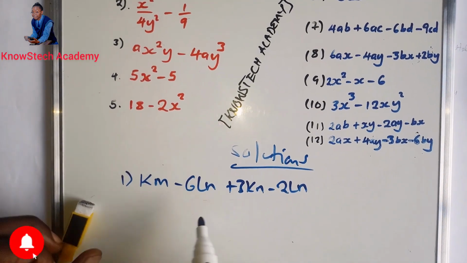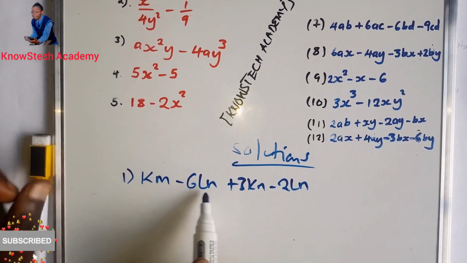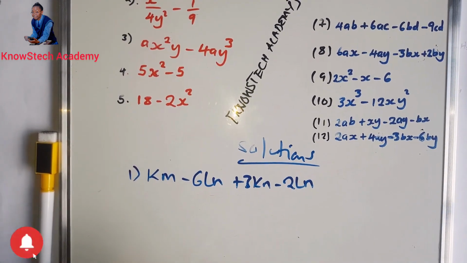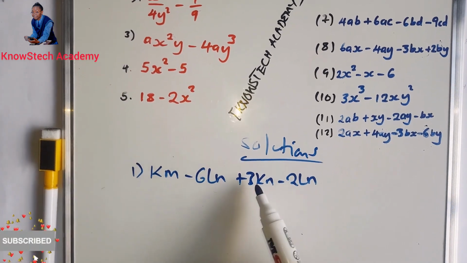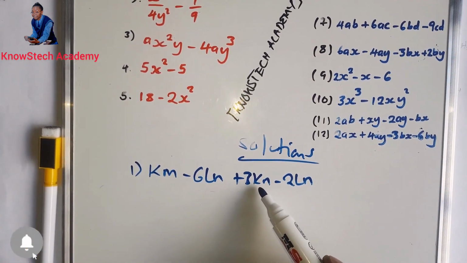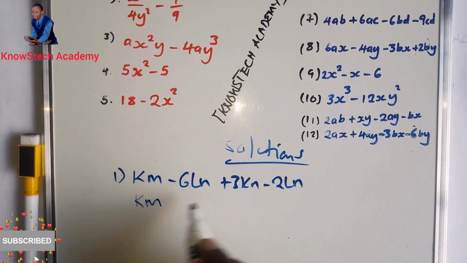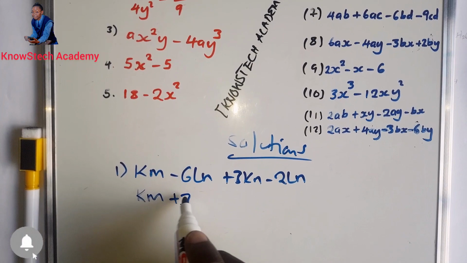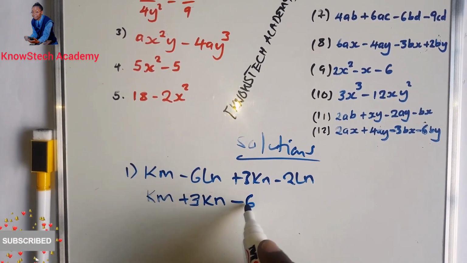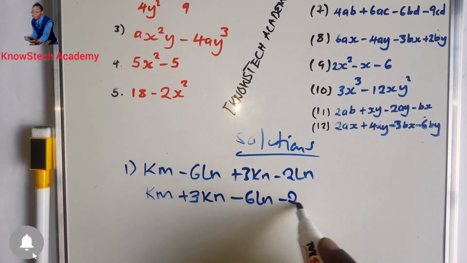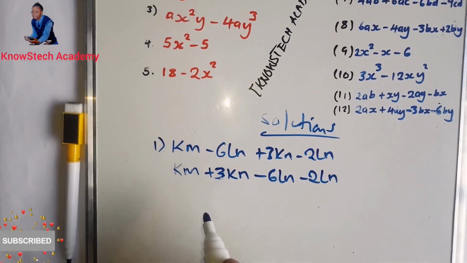is by grouping. Do you have what is common between the first and the second term? If you compare the first and second term, no, we don't have what is common. So what we can do, we can go to the third term. Here there is what is common, which is k. So we can group Km and 3Kn. Then we have negative 6Ln minus 2Ln. So we can factorize by grouping.